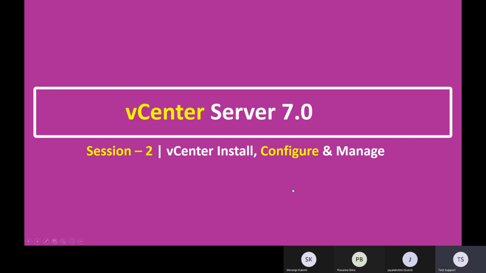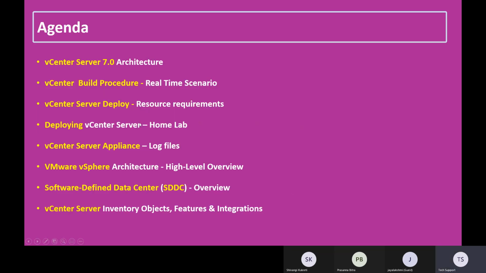So let's look at today's outline. These are the discussion points. First, vCenter Server 7.0 architecture, which I will quickly recap. Then the vCenter Server build procedure in a real-time scenario, and the vCenter Server deployment resource requirements. We observed these resource requirements yesterday; I will capture all the requirements again, and we'll deploy vCenter Server in our home lab. Then the vCenter Server appliance log files.